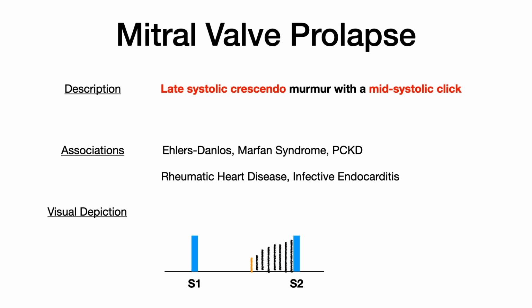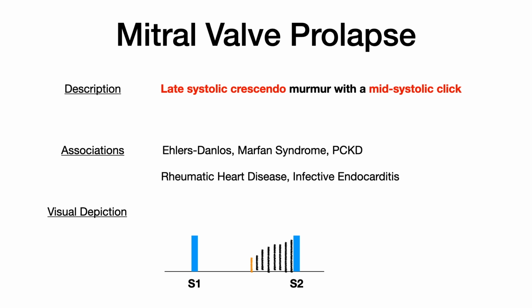And then you hear the mid-systolic click, and then from that mid-systolic click to the S2 dub, you hear a gradual increase in volume for the remainder of systole. So hearing that click is so unique to mitral valve prolapse that if you hear that, this is the answer.